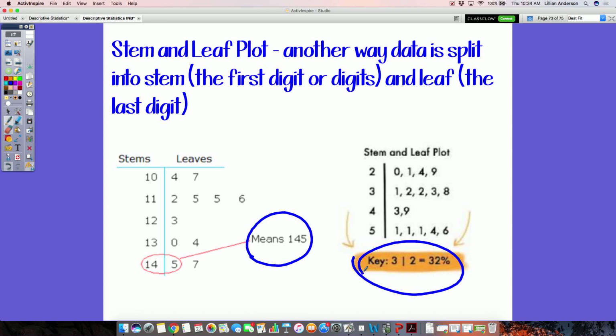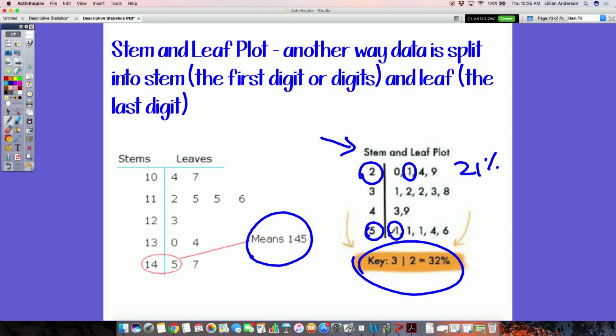So the stems represent the front digit, the leaves represent the back end, and when you put it together, it actually gets you your number. So, in this case over here, this and this would actually represent what? Look at the key. Percentage. So I circled the 2 and I circled the 1. That would represent 21%.